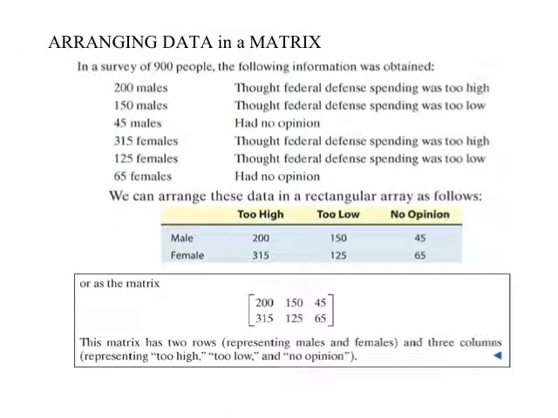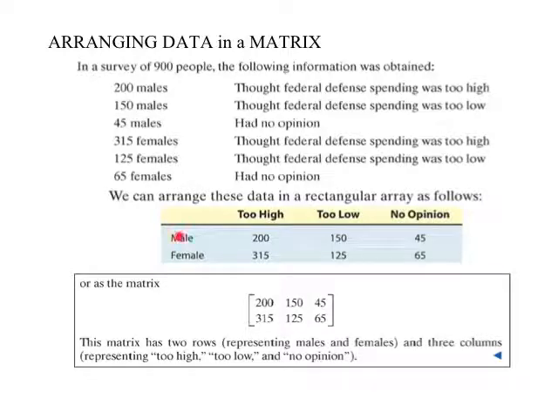This is just an example of how you might arrange some data in a matrix. So we are given some information here. We have 900 people, and we know how it breaks up male versus female. And then within the male category, we have whether they thought defense spending was too high, too low, or no opinion. And likewise in the female category.